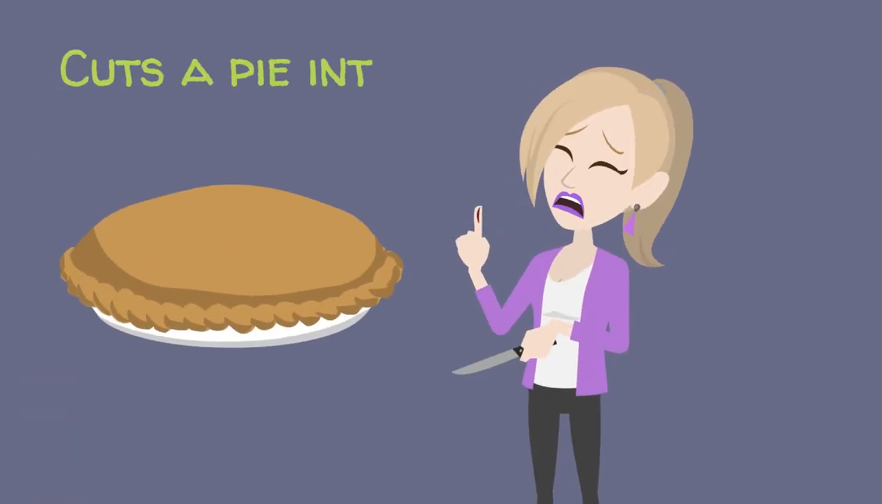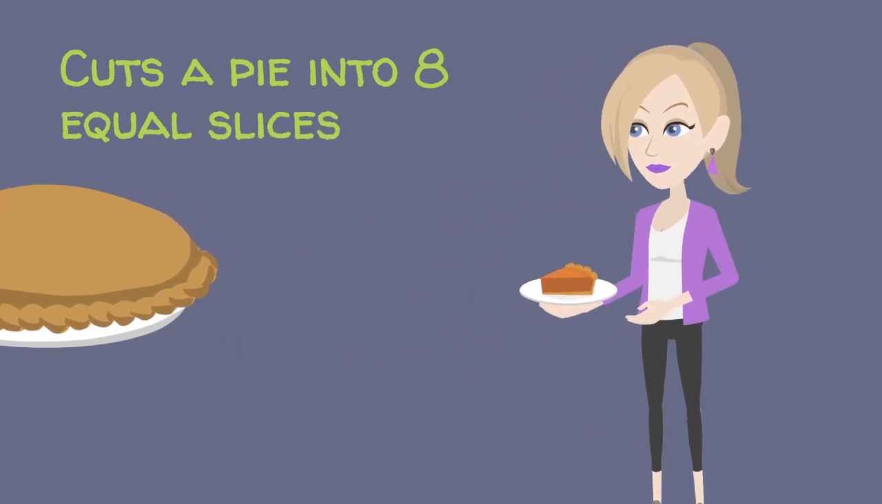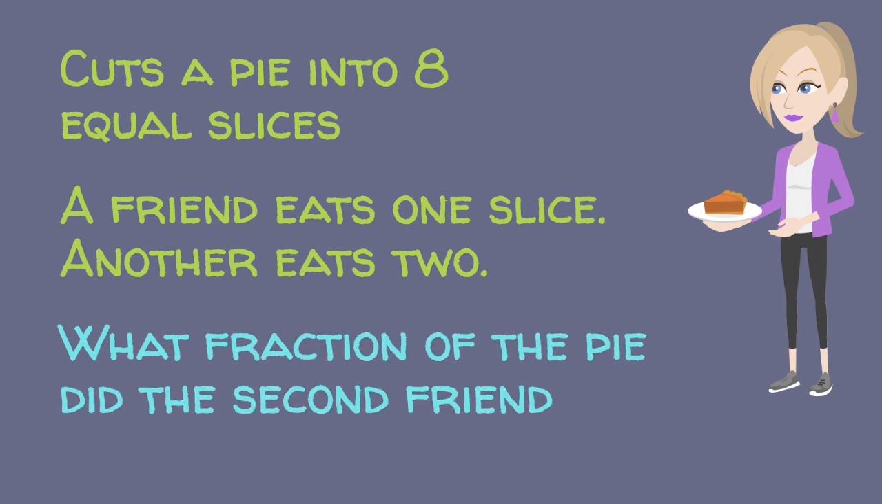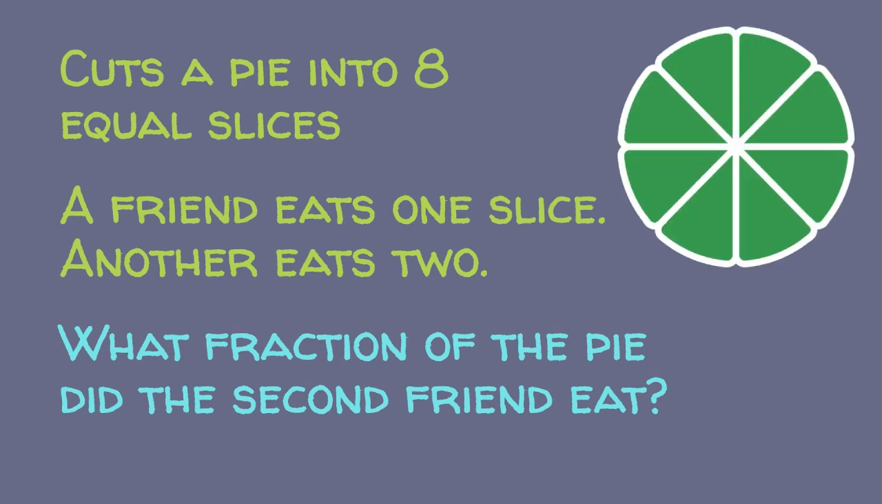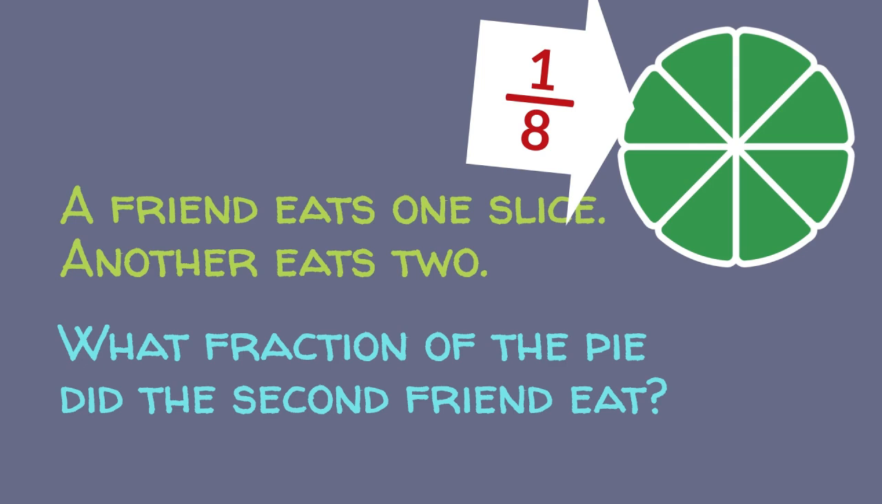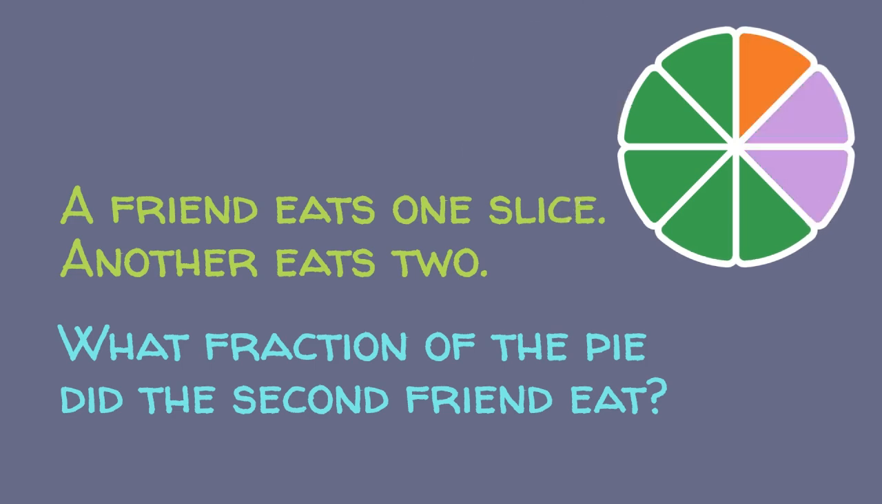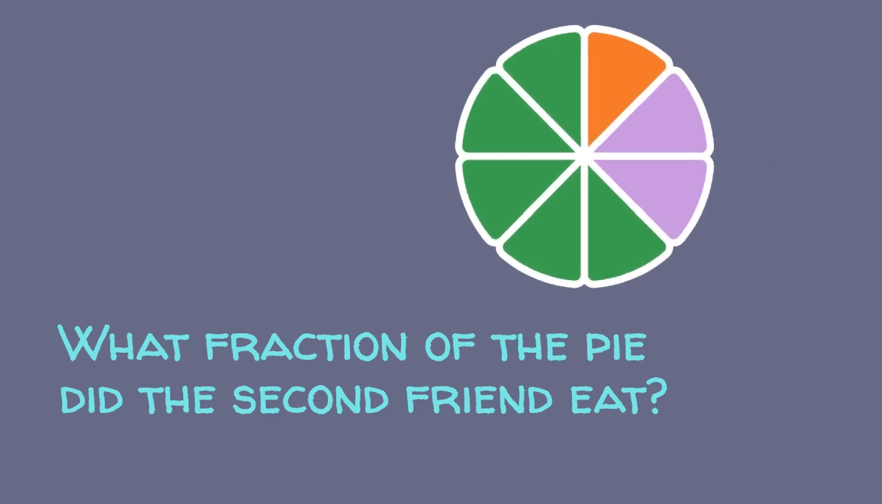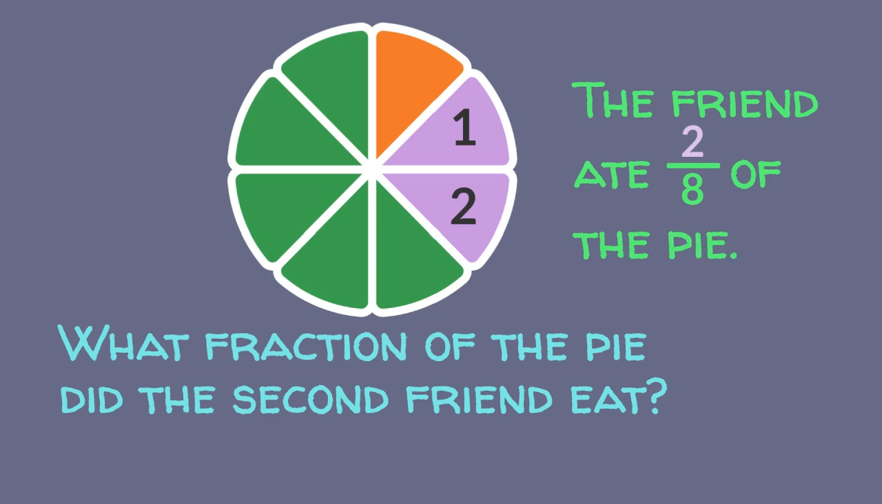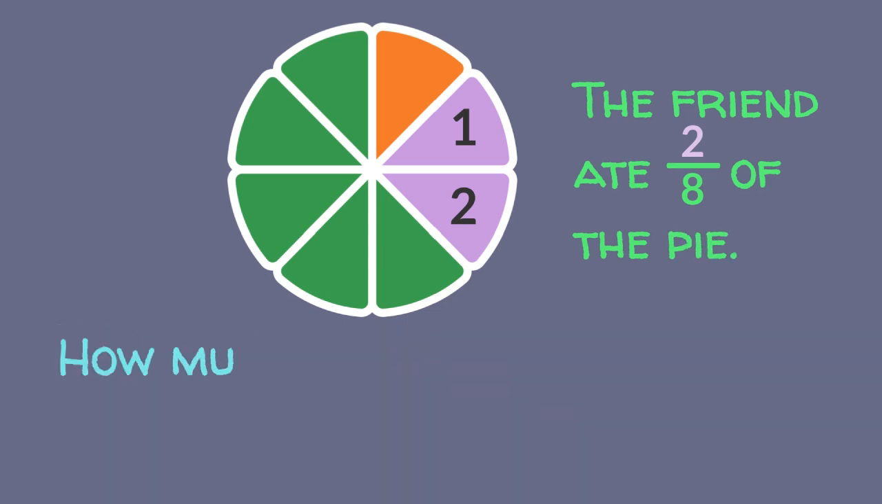Candace cuts a pie into 8 equal slices. One friend eats 1 slice and another friend eats 2 slices. What fraction of the pie did the second friend eat? Let's draw a circle cut into 8 equal pieces to represent the pie. Each slice of the pie is 1/8 because she cut the pie into 8 equal pieces. I will shade in 1 piece to represent the 1 slice her friend ate. Then I shade in 2 pieces to represent what the second friend ate. Counting the pieces in this picture, we can see that the second friend ate 2 out of 8 pieces, or 2/8 of the pie. How much more did the second friend eat?